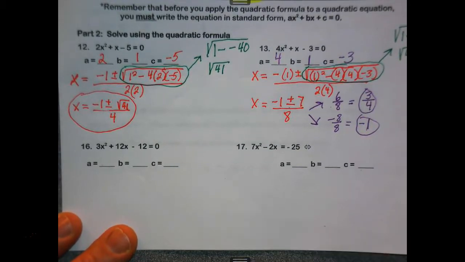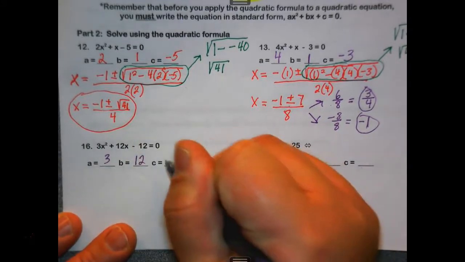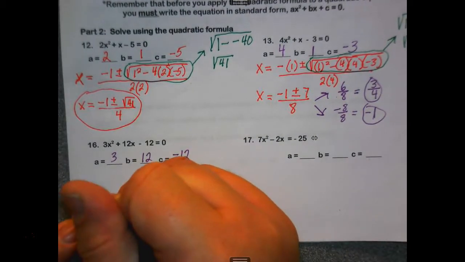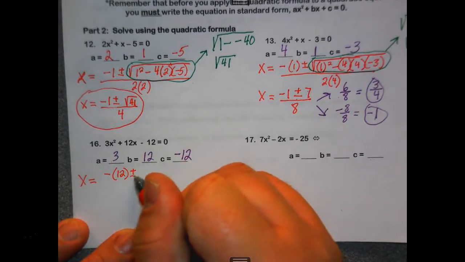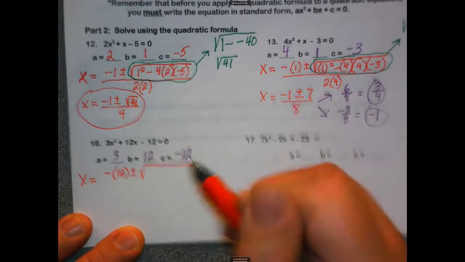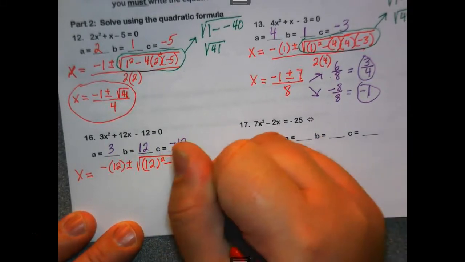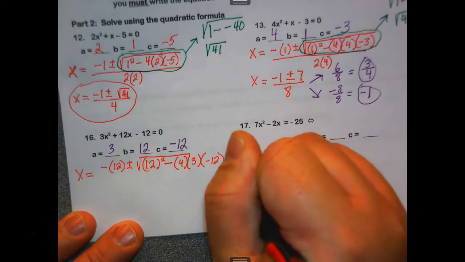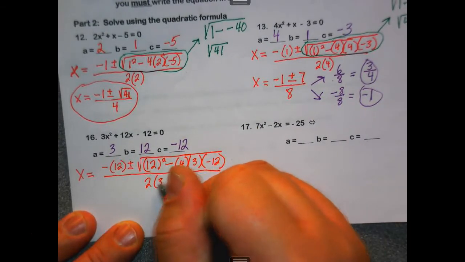See, I'm sorry, my A is 3, B is 12, C is -12. Alrighty, kids. X equals -B plus or minus square root of B squared, or not B squared, 4 times A times C, all over 2 times A.